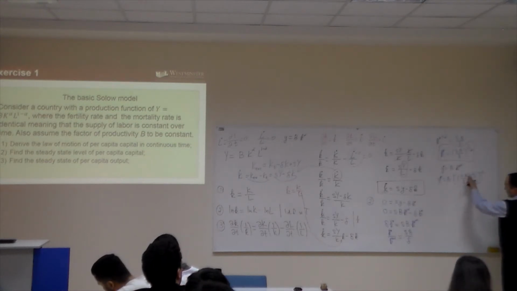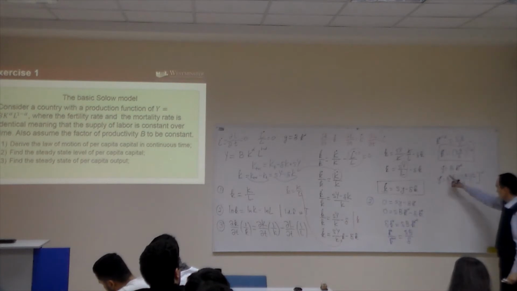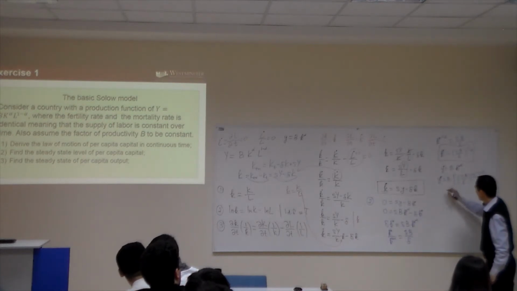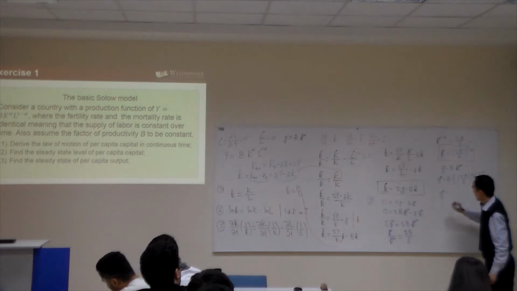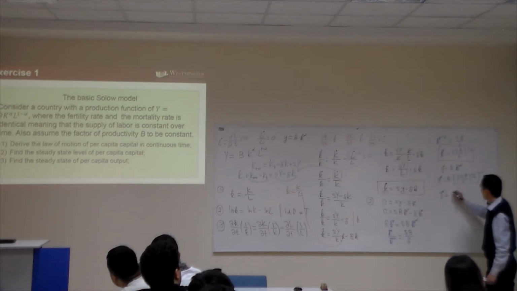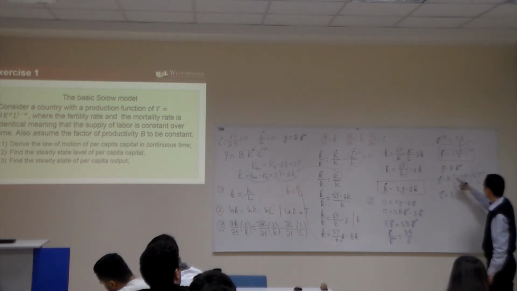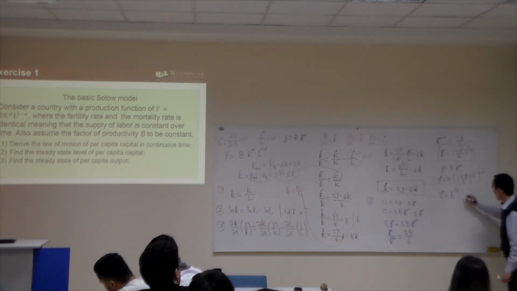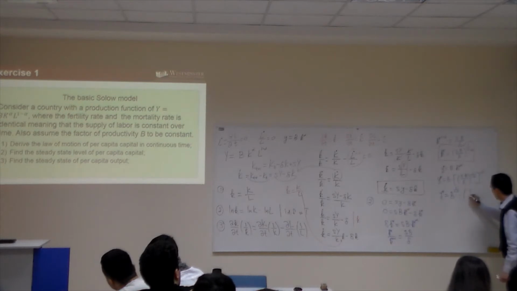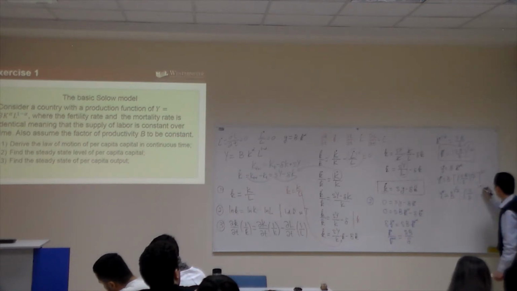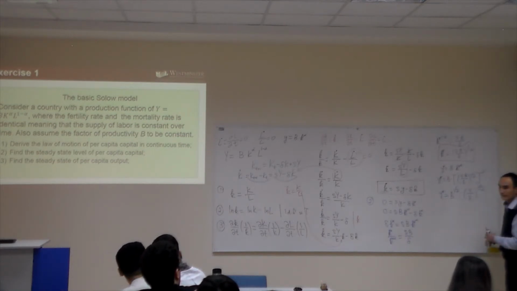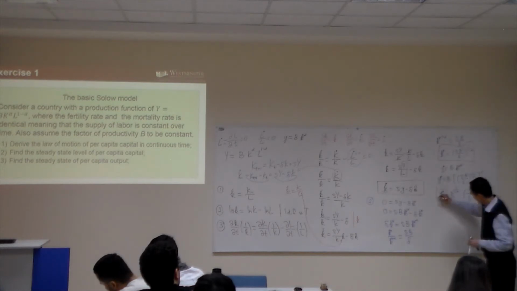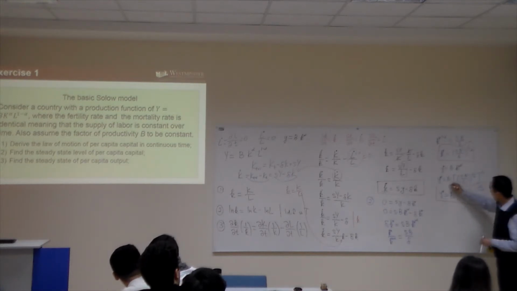So if you simplify, take this B out of the brackets and make all the calculations, you will get your per capita output in the steady state level is equal to technology in the power of 1 over 1 minus alpha, and times saving rate over depreciation rate in the power of alpha over 1 minus alpha. So now this is the steady state level of output per worker.